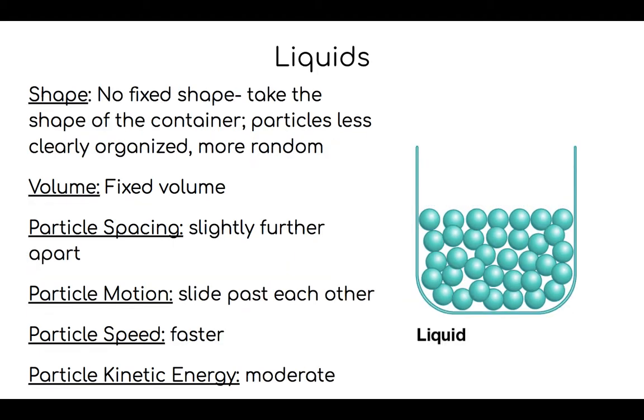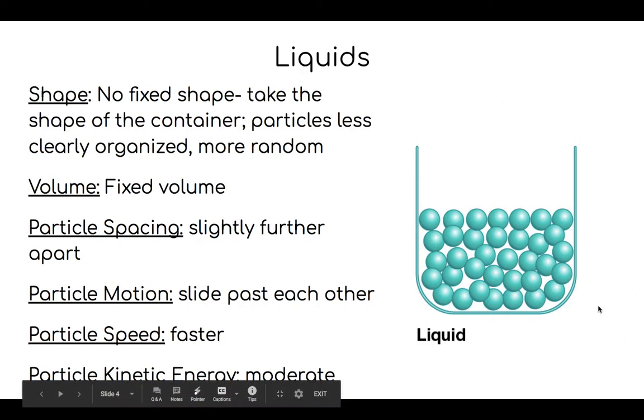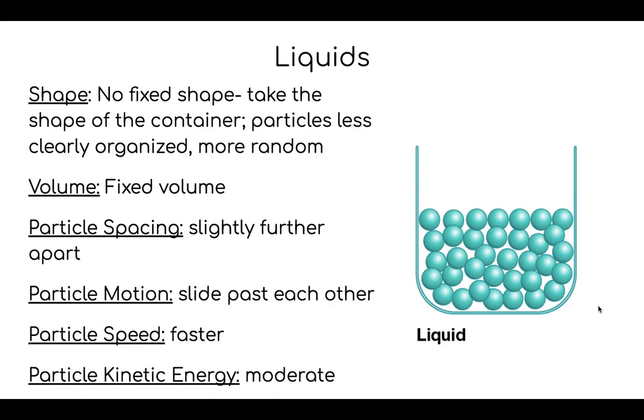The next state of matter is a liquid. If you think about a cup of water, a liquid does not have a fixed shape. Liquid substances will take the shape of whatever container you pour them in. If I spill a cup of water on the floor, it's not going to stay in the same shape as the cup I had it in. It is going to spread out until it is all spread across the floor. As you see in the visual, the particles in a liquid are less clearly organized. They are in less of an organized pattern, and they are organized in a more random fashion.